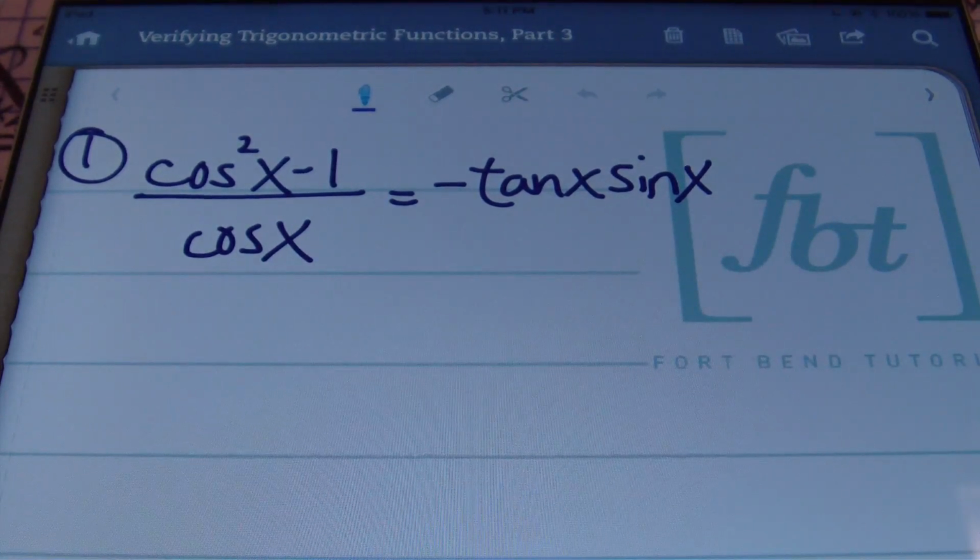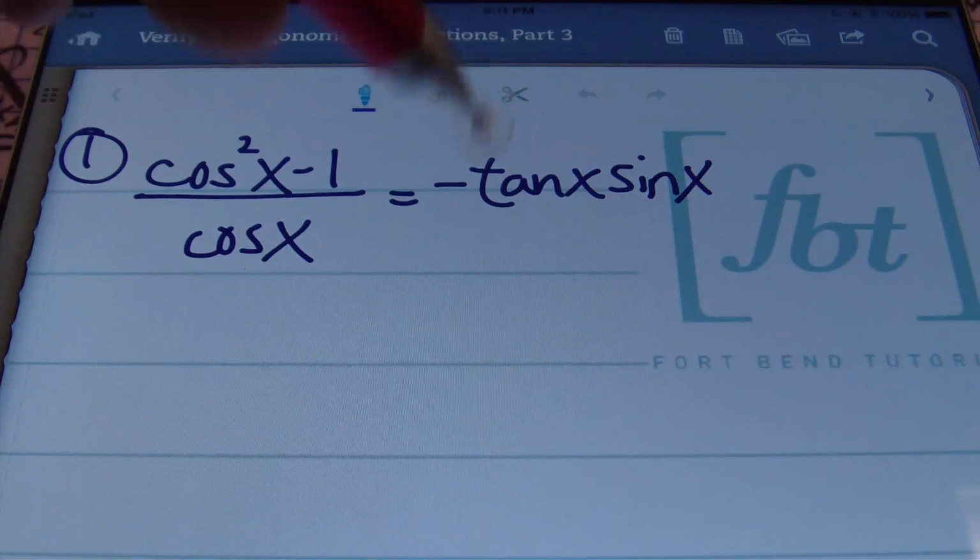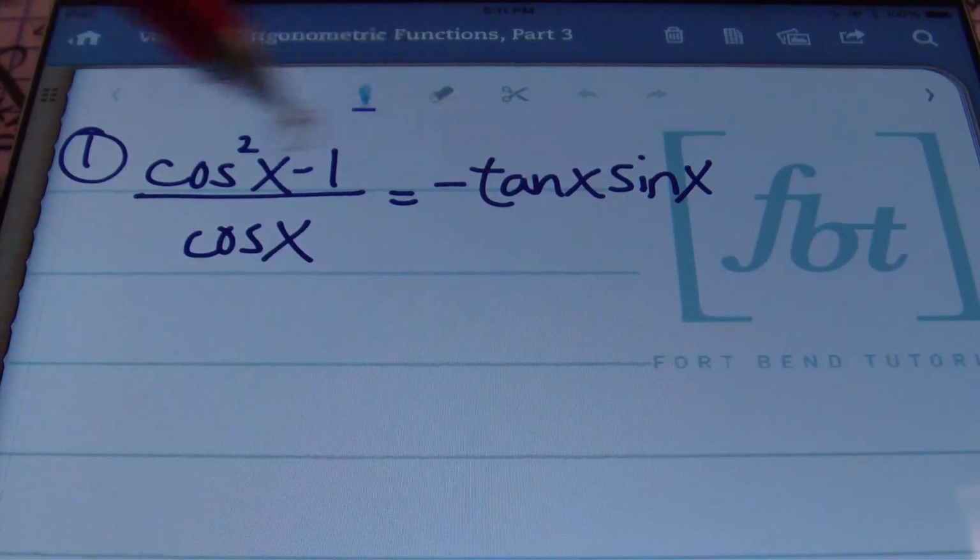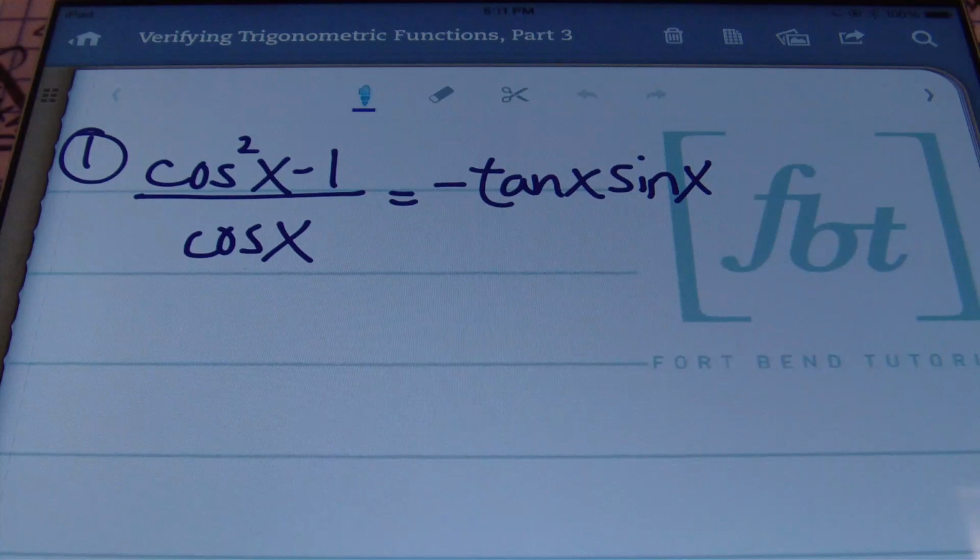That means that we're trying to make the left side equal to the right side, or trying to make the right side equal to the left side, or working them both down to a point to where they equal one another. Now, my preference is to make the left side equal to the right side, so that's the way I'll be doing these problems in today's video. And I got 8 problems for you, starting out with number 1.